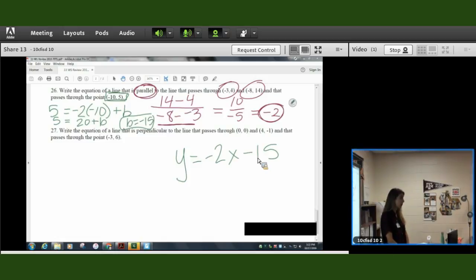How did we start this problem? Slope. I think a lot of people just don't know where to start. And we took these 2 points and we started with slope.